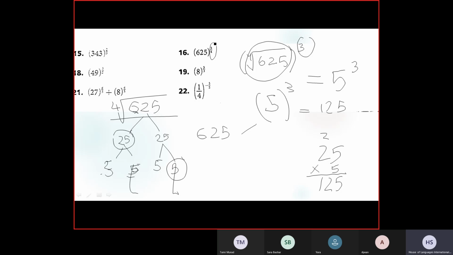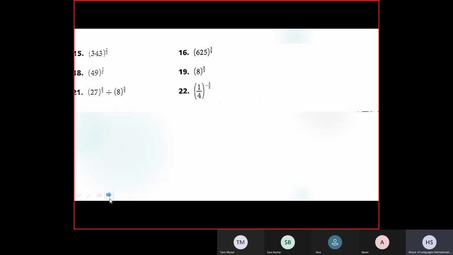Here, 3 over 4. It's the fourth root of 125. And then, we said 3 over 4. Where should I write 4? On the index. And 3 inside. Then we have to say it is.